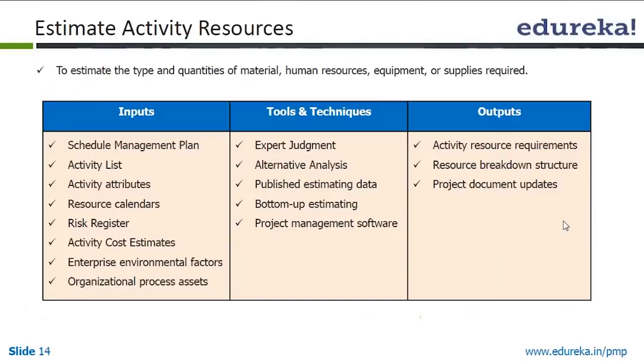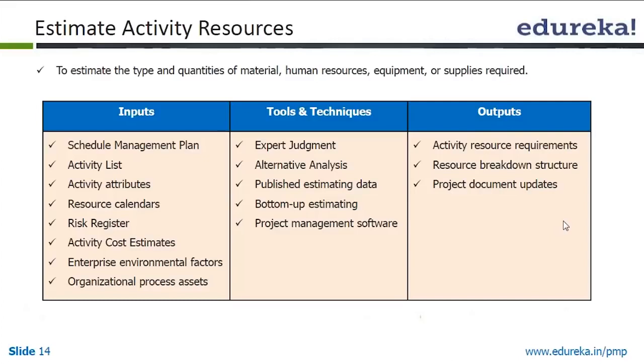Once the activities are listed, the relationships and dependencies are created, and we have found out the critical path, now we have to estimate the activity resource, because resource will actually give me the actual status of the path of the project plan. So this estimation is done to estimate the type and quantity of material, human resource, equipment or supplies required. This is basically man, material and machine. All the 3 resources are being estimated and allocated in this project.